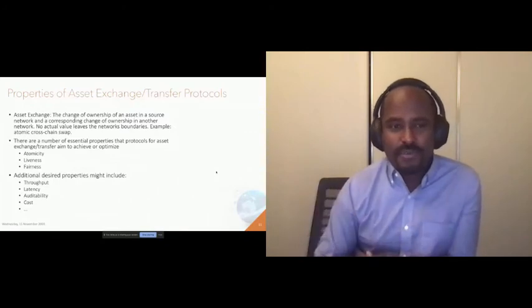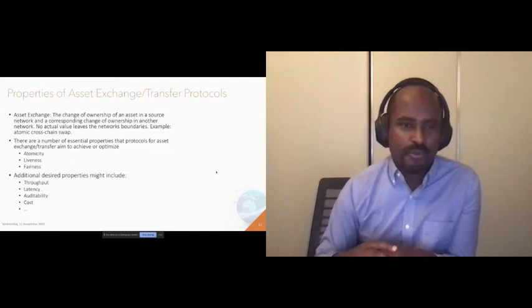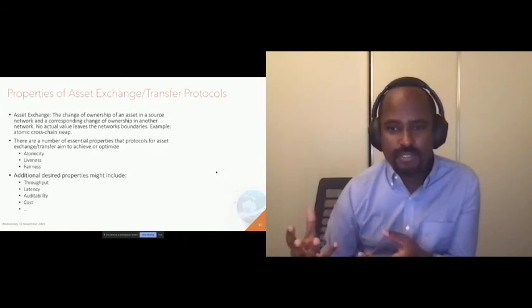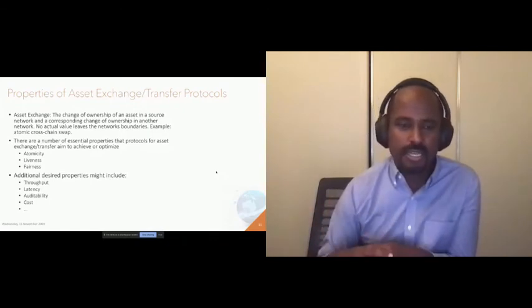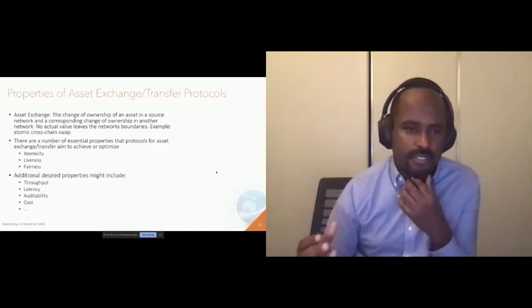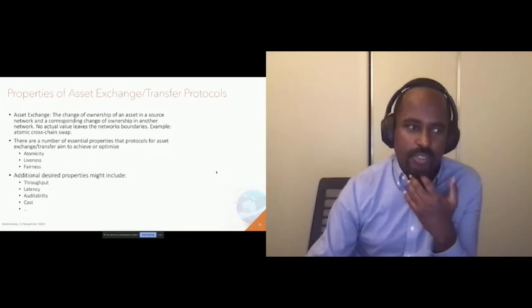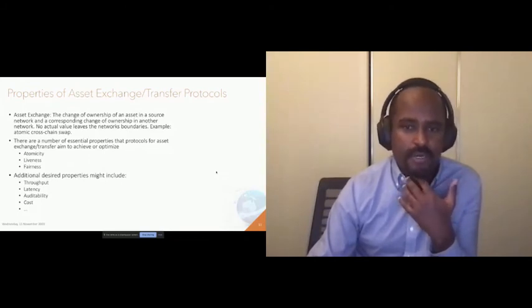And associated with that, of course, there are a number of other desired properties that such protocols try to maintain, right? Some of these will matter in some use cases and others in others. So things like throughput and latency, and the ability to have auditability. You can imagine for regulatory reasons or anti-money laundering and a number of other considerations, you need to be able to audit transfers that are happening across different networks, as an example. And of course, cost, right? Cost might be associated with what you're doing, whether it's mining fees and so on. That could be a consideration as well.